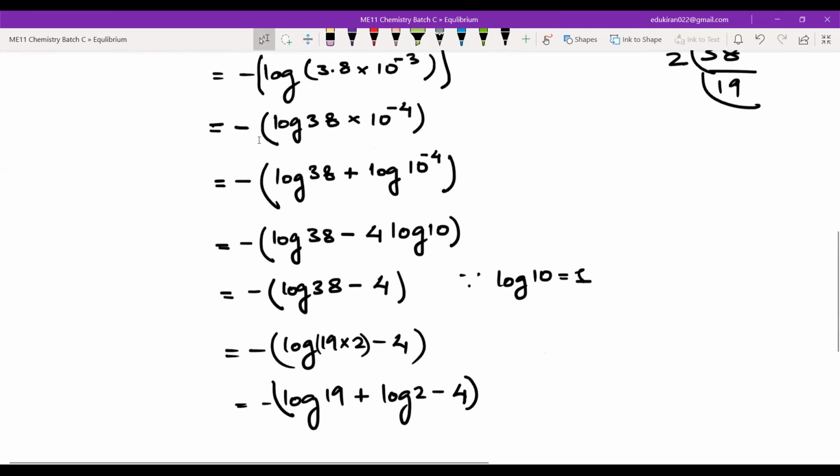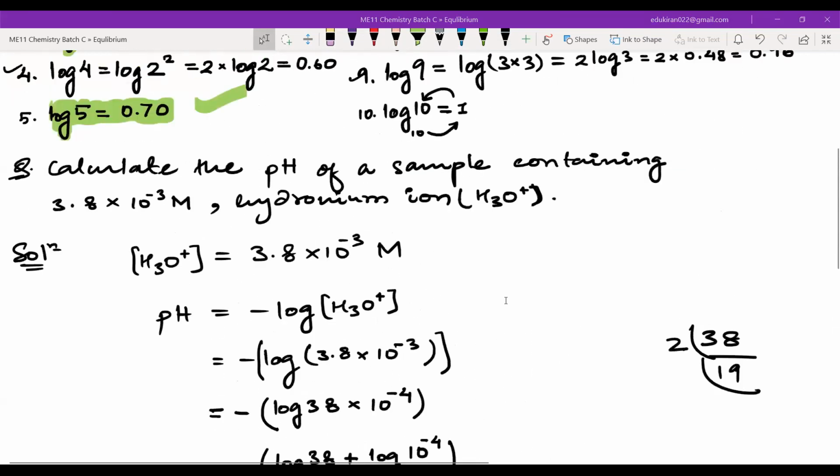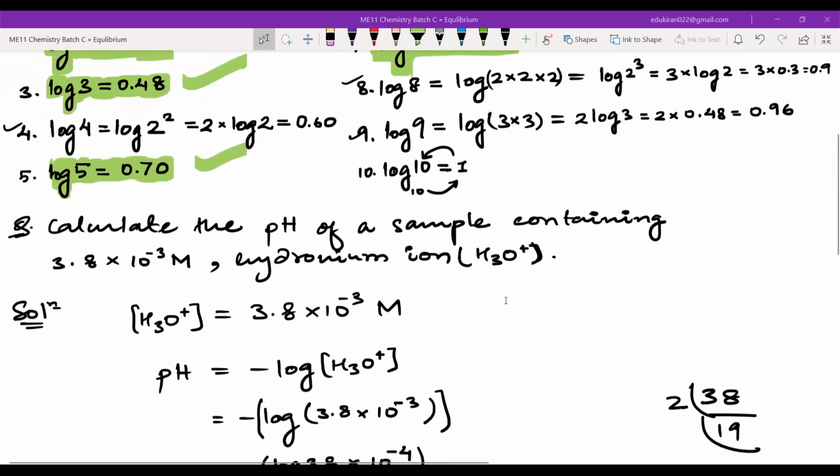Now I want you to see, you don't have to remember log 19. What you will do, you will just write the log of 20. Why not log of 18? We need something which is near to 19, but whenever you are approximating for log, take the next number, not the previous number. I will tell you why.